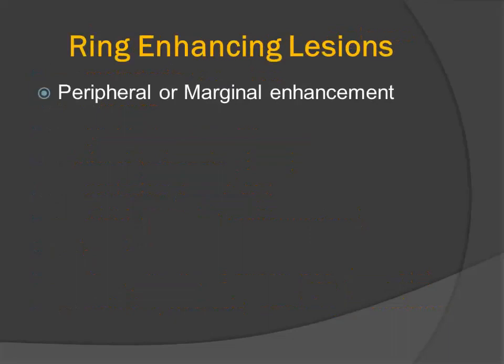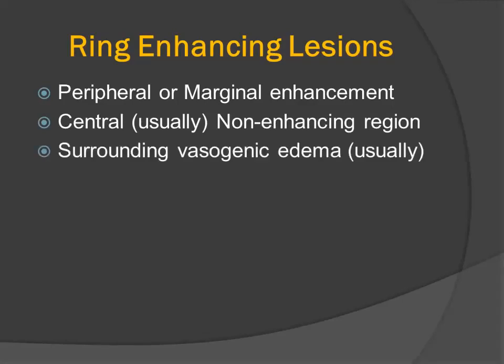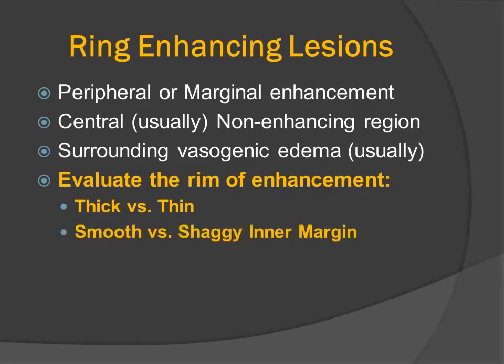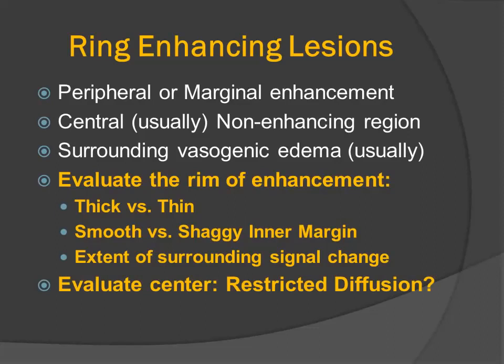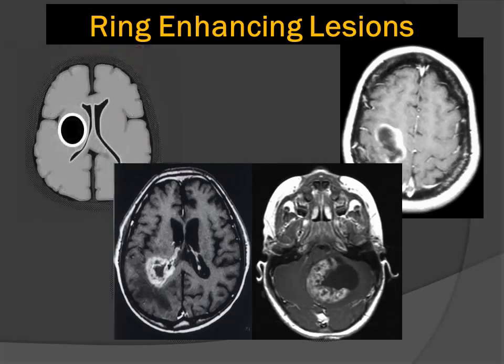So how do we sort out these many different kinds of lesions? A ring-enhancing lesion has peripheral or marginal enhancement that surrounds a usually central non-enhancing region. There is oftentimes surrounding vasogenic edema, and we can evaluate the rim of enhancement to see if it is thick or thin, smooth versus a shaggy inner margin. We can look at the extent of surrounding signal change, often called vasogenic edema, and we can evaluate the center for possible diffusion restriction.